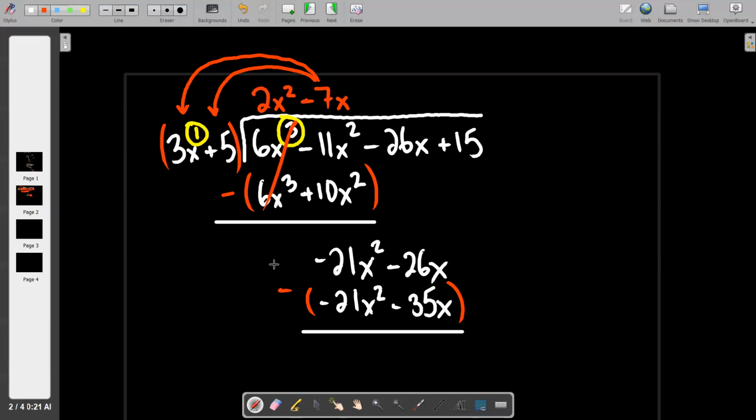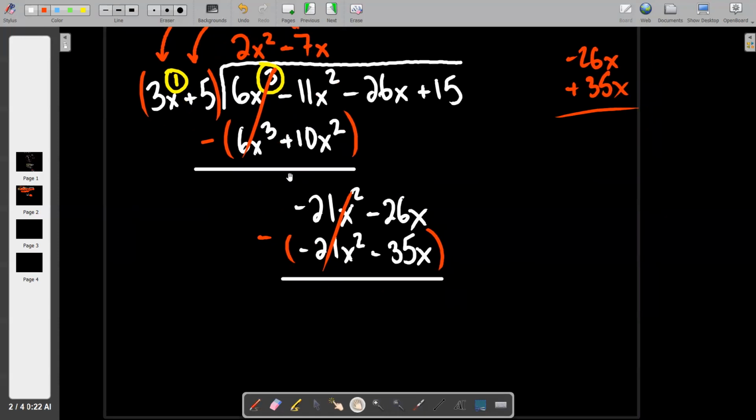When you do your x squareds, obviously they're going to cancel because, well, it's the whole point. And again, there are no little mistakes. What is negative 26x plus 35x? Good. So right here, I'm going to bring down a positive 9x. I'm going to bring down the 15. And yet again, the algorithm is reset.